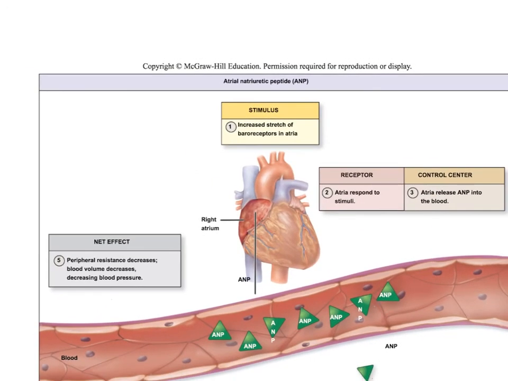atrial natriuretic peptide is released by the heart in response to increased stretch, increased blood volume. Increased blood volume means there's too much water, so we're going to get rid of sodium. What do you think? Are we going to increase or decrease reabsorption of sodium in order to get rid of it? Decrease. Okay?